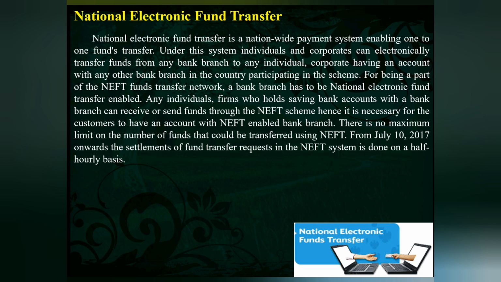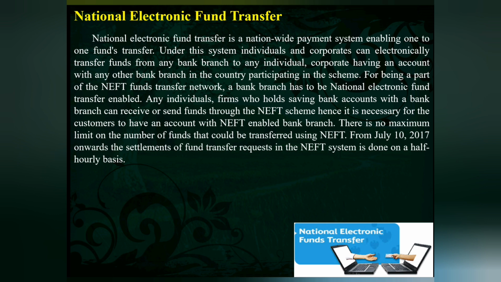For being a part of the NEFT funds transfer network, a bank branch has to be NEFT enabled. Any individuals or firms who hold a savings bank account with a bank branch can receive or send funds through the NEFT scheme. Hence, it is necessary for the customers to have an account with an NEFT enabled bank branch. There is no maximum limit on the amount of funds that could be transferred using NEFT. From July 10, 2017 onwards, the settlement of fund transfer requests in the NEFT system is done on a half-hourly basis.